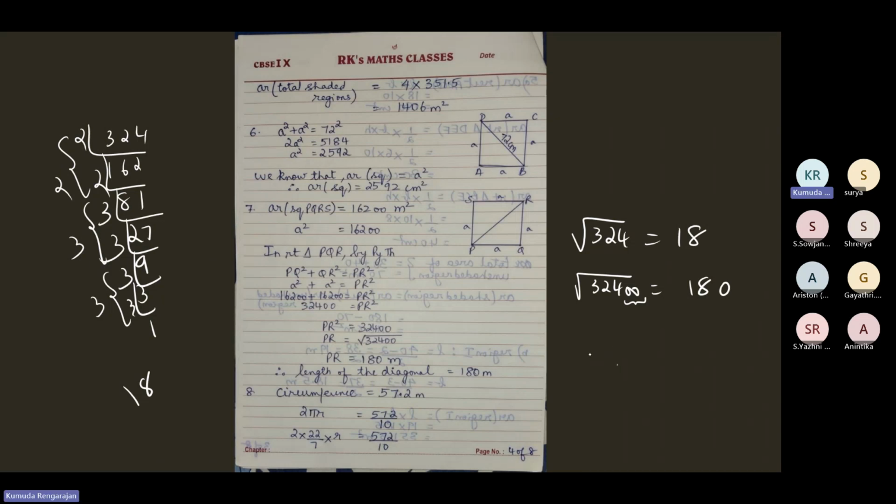So you don't have to find the square root of 32,400. Just find it for 324, the square root of 324 by the prime factorization method. And the number ends with two zeros, so its square root will have half the number of zeros. If the number ends with 6 zeros, then the square root will have 6 by 2, 3 zeros in the end. Okay, so 180. So the length of the diagonal of the square is 180 meters.